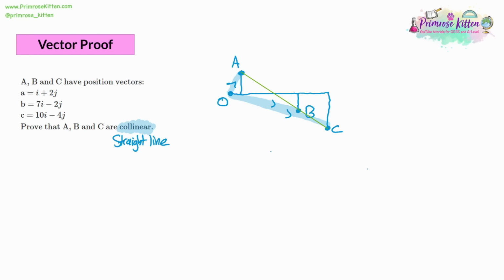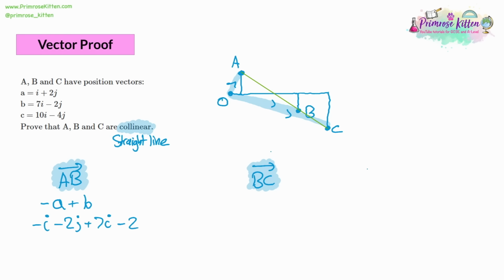And again, it's going to be by looking at the values of the vectors. So what we want to do is look at vector AB and look at vector BC. And there should be something about the two different sections of the line that tells you that they're straight. So let's look at AB first. To start at A and end at B, it has no vector in between A and B. But we could go from A to O, which would be minus A, and we could go from O to B, which is plus B. The negative vector of A is negative i minus 2j, and the positive vector of B is 7i minus 2j. Add up the i's, you get 6i, and add up the j's, you get negative 4j.